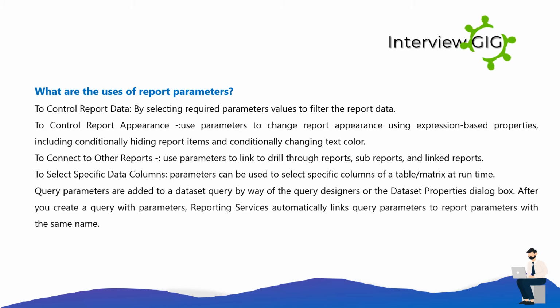What are the uses of report parameters? To control report data, by selecting required parameter values to filter the report data. To control report appearance, use parameters to change report appearance using expression-based properties, including conditionally hiding report items and conditionally changing text color. To connect to other reports, use parameters to link to drill-through reports, sub-reports, and linked reports. To select specific data columns, parameters can be used to select specific columns of a table or matrix at runtime.